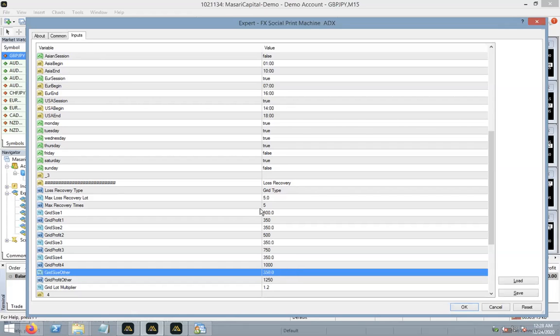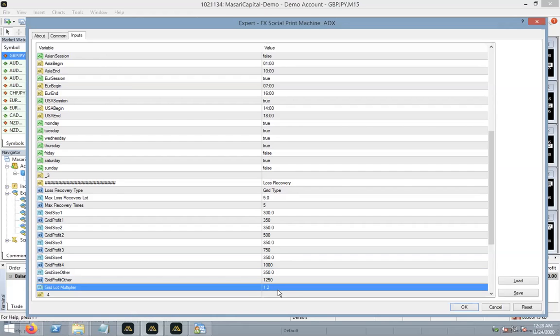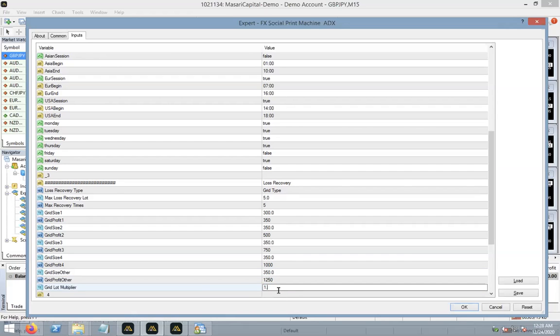This is a very good grid setup, but what makes this aggressive or non-aggressive is the multiplier. I like between 1.1 to 1.5. So 1.1 means that it's going to be really conservative with its grid recovery.